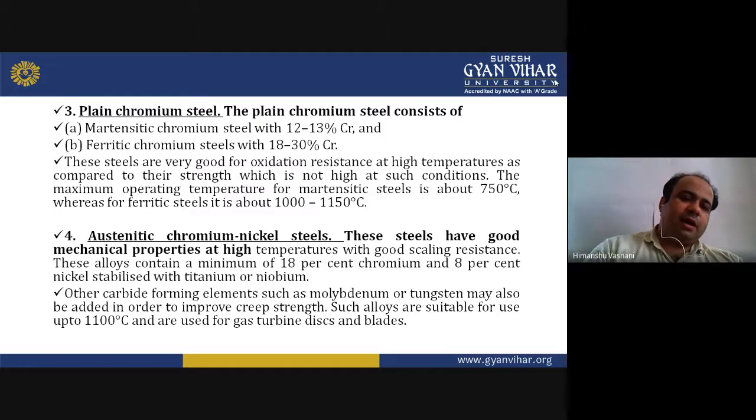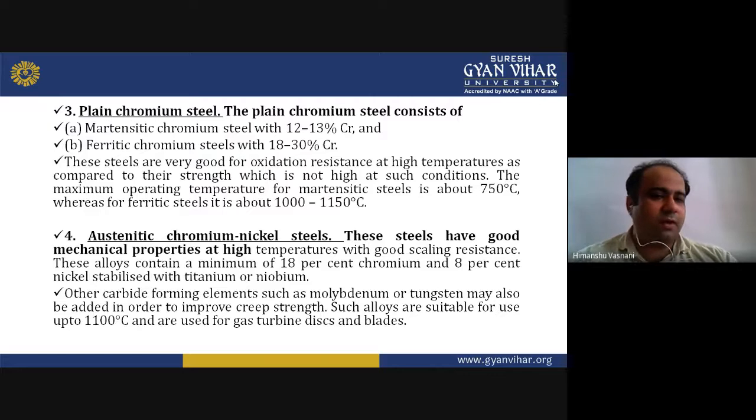Now they are introducing something new, a material called niobium. They say that these austenitic chromium nickel steels have good mechanical properties at high temperature with good scaling resistance. These alloys contain a minimum of 18% chromium and 8% nickel stabilized with titanium or niobium. Other carbide forming elements such as molybdenum or tungsten may also be added in order to improve creep strength. If you want to improve the creep strength, you can add elements like molybdenum or tungsten.